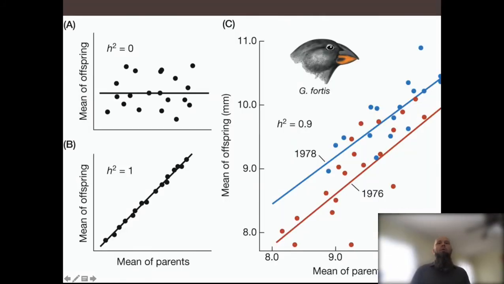Let me show you one example from your text in which they observed heritability of beak size in finches in 2 different years. What they found is that the average of the parents' beak size was very predictive of the average of the offspring beak size. So heritability was calculated to be quite high, somewhere in the neighborhood of 0.9. Basically, the parents' beak size predicts about 90% of the offspring beak size.